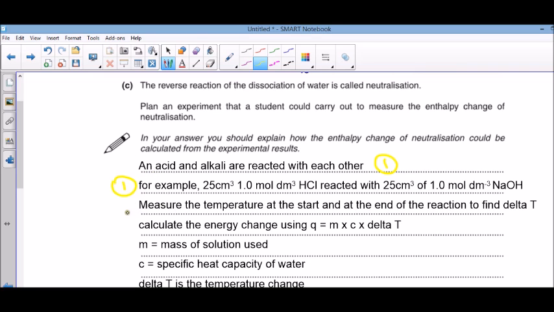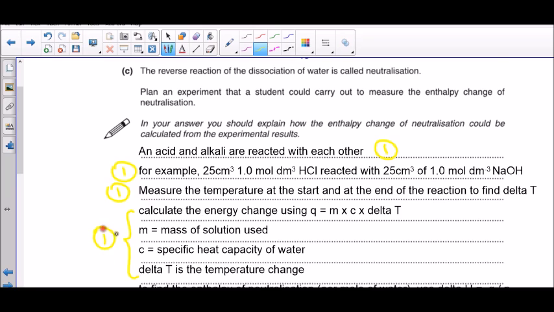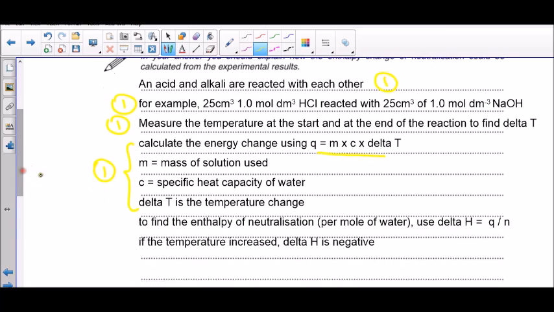Then we need to talk about finding delta T, so we're going to measure the temperature at the start and at the end. And then all of this here gets us the 4th mark, so we're going to give the equation and explain what all those letters mean. And then 1 mark for saying how we're going to scale that up to be per mole of water, so delta H equals Q over M.